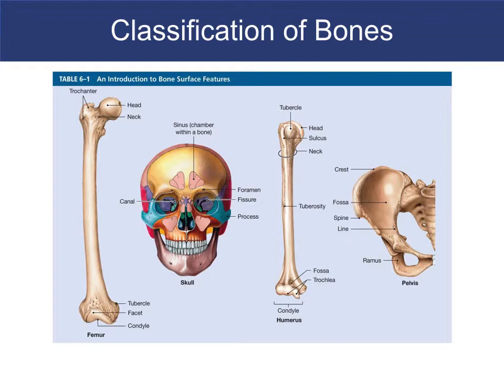Over here, here's half of a hip bone shown. There's a crest. Crest is the top edge. There's a fossa. Fossa is a sunken portion. Spine. There are several spines. There are pointy things. There are lines, which we will learn the name of some of them on the bones. There are different ramuses. A ramus is a projection of the bone. So this is the pubic ramus. This is the ischial ramus. This is part of the pubic ramus here too.